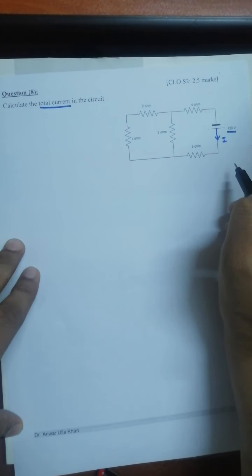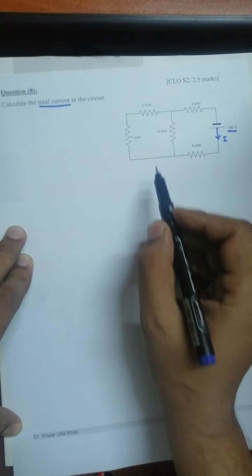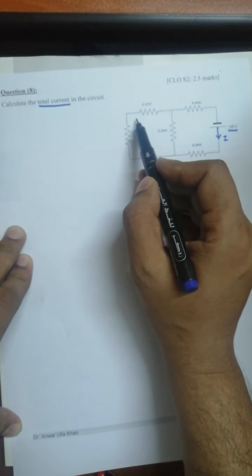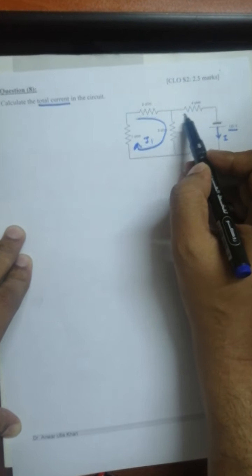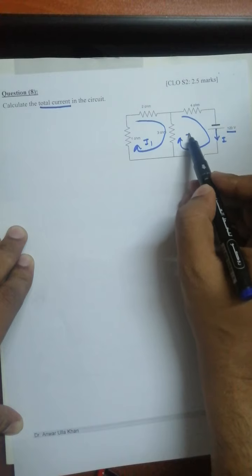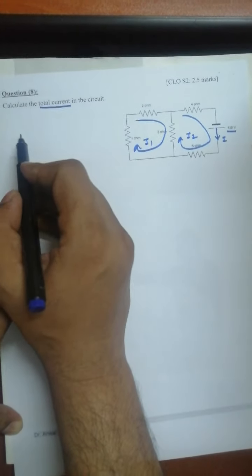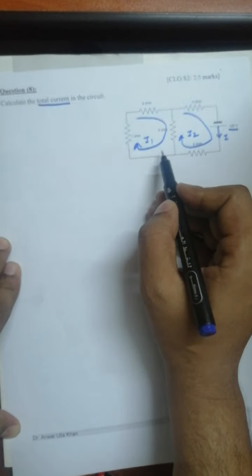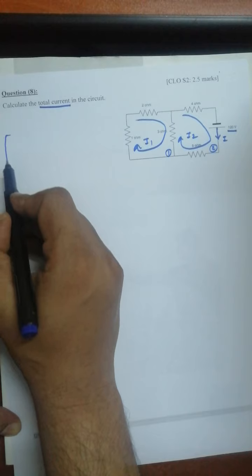To calculate the current, the easiest way is to apply Kirchhoff voltage law in matrix form. Suppose this is your current in mesh 1, I1, and this is mesh 2, I2. There are two meshes, I1 and I2, so you have to make a matrix.